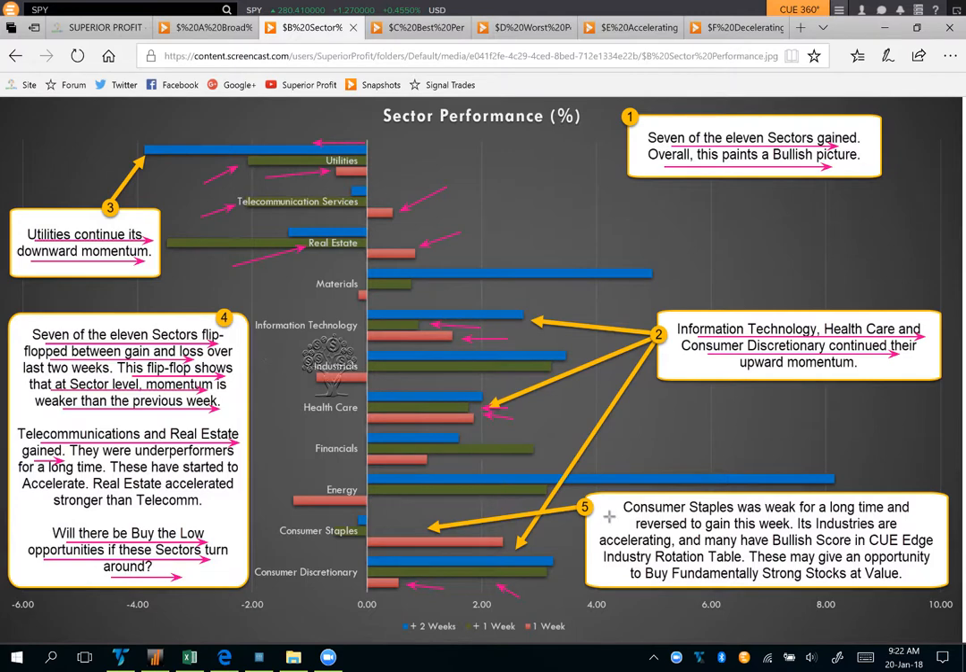The same is true even more for consumer staples. It is the biggest gainer of this week, and it was weak for a long time.